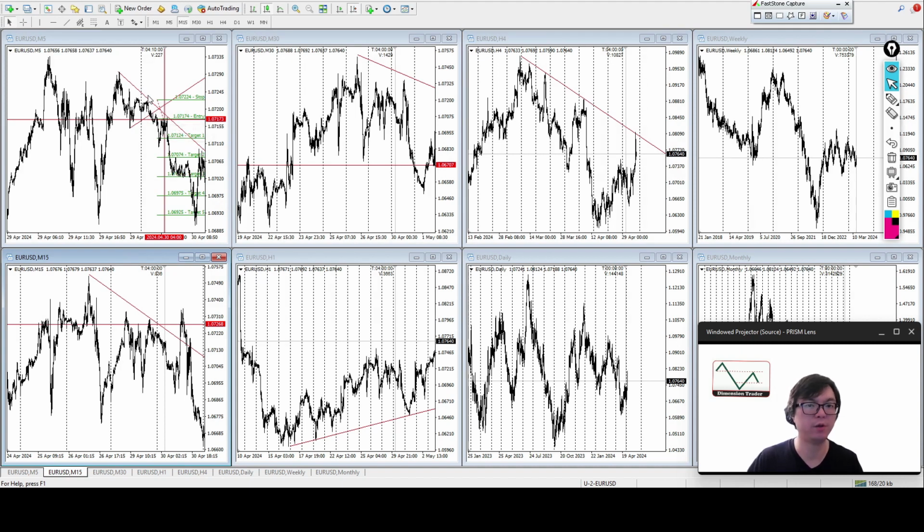And in 15 minutes, we got a dimension 1 right here. Dimension 1 in the 5 minute, downtrend trend line hold. And 30 minute, the 30 minute looks similar to the 15 minute. All right.